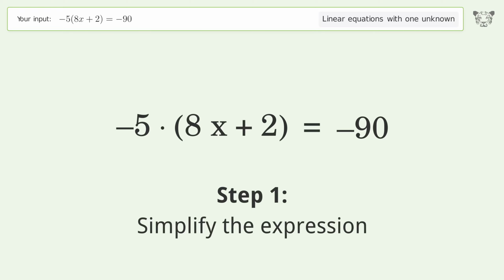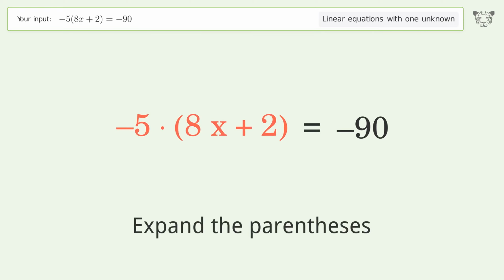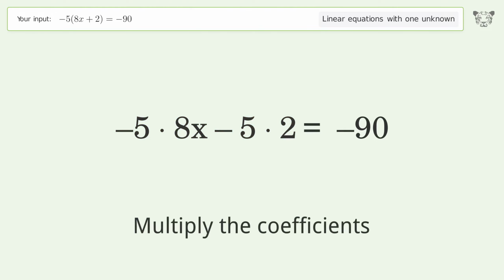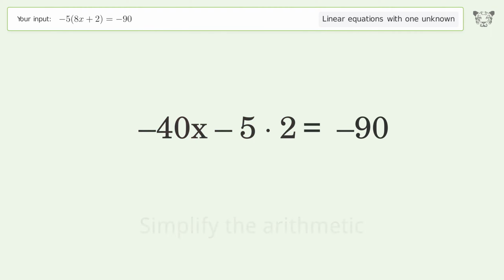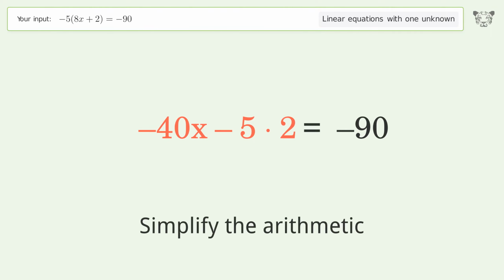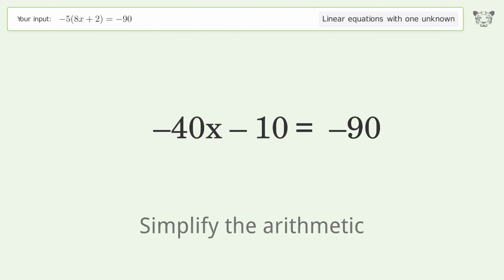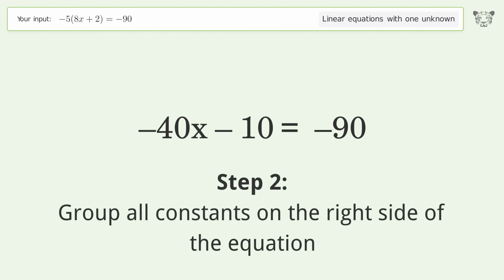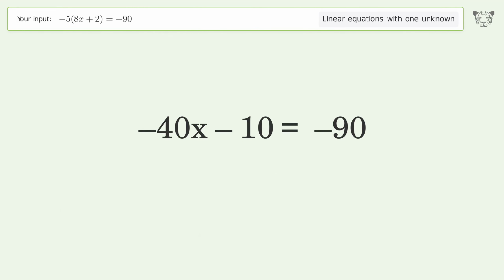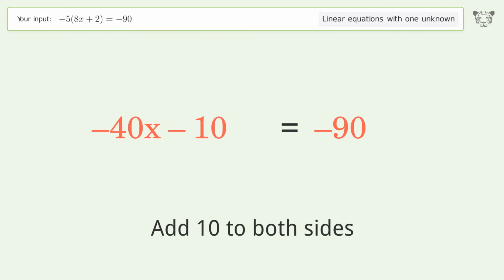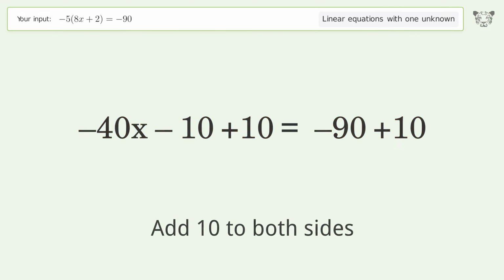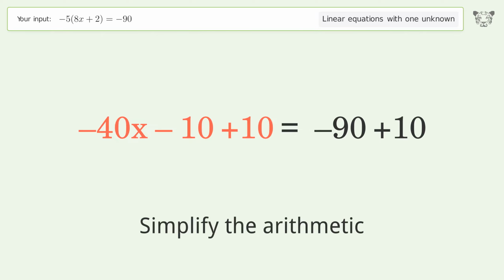Simplify the expression. Expand the parentheses. Multiply the coefficients. Simplify the arithmetic. Group all constants on the right side of the equation. Add 10 to both sides. Simplify the arithmetic.